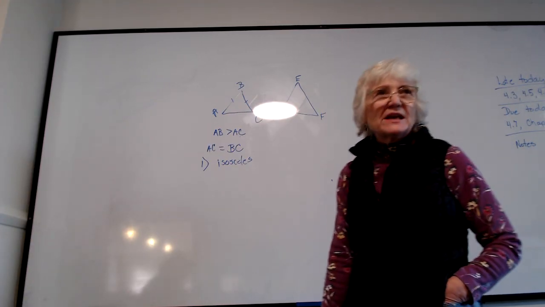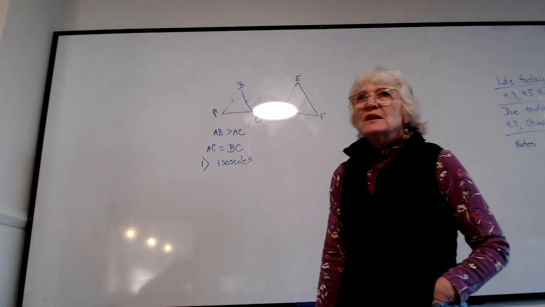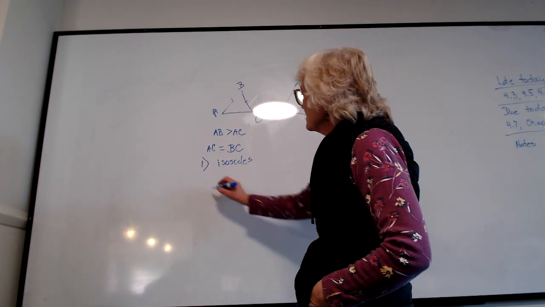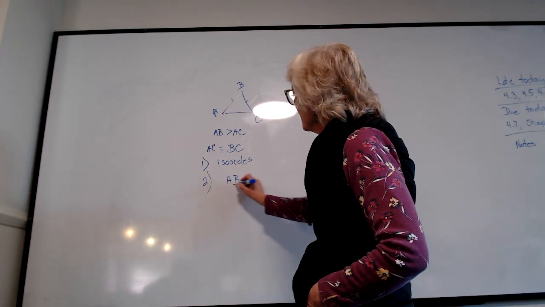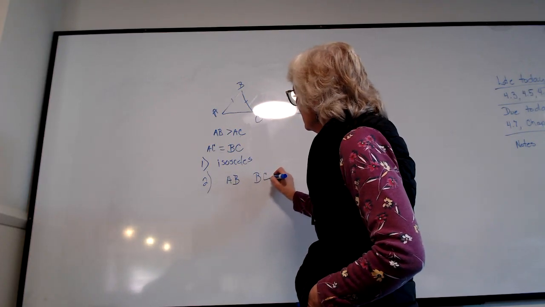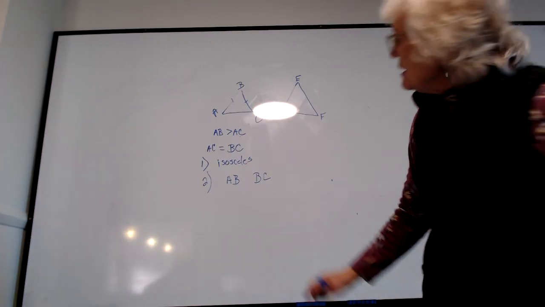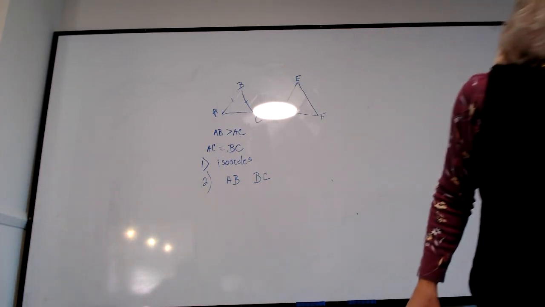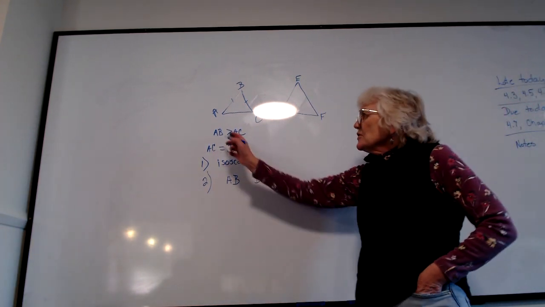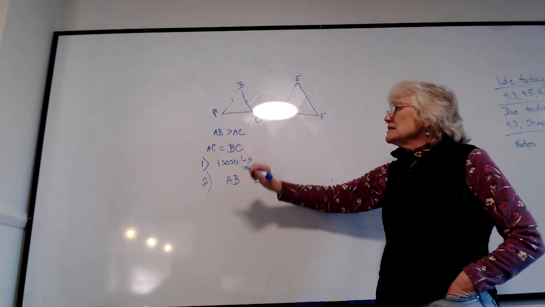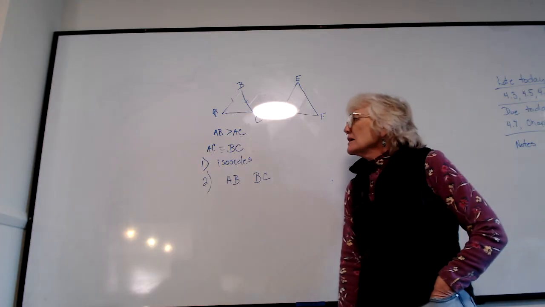What do you know? They're not congruent. Well, let's look at AB. They want you to conclude something about AB related to BC. What was it? AB and BC. Oh, that is correct. So if you know that AB is greater than AC and AC is equal to BC, what can you determine?